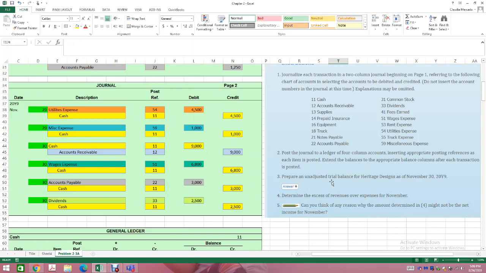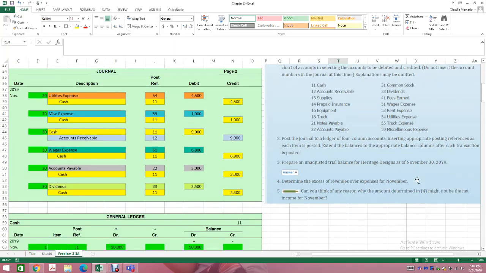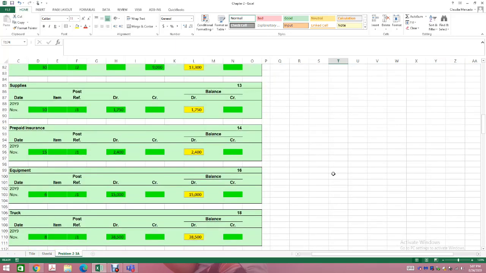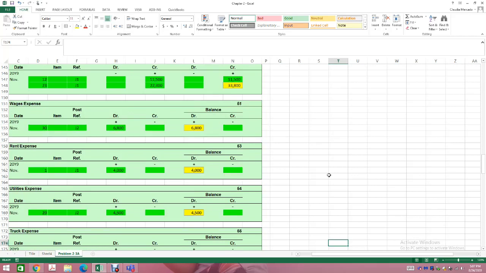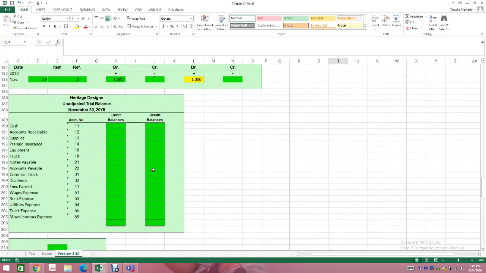It says prepare an unadjusted trial balance for Heritage Designs as of November the 30th. Now this is a piece of cake. They've already set it up for you here. You've got the name of the business, the unadjusted trial balance, and the period that you're doing it for, which is November 30th.